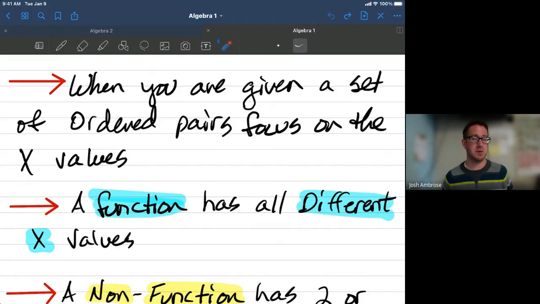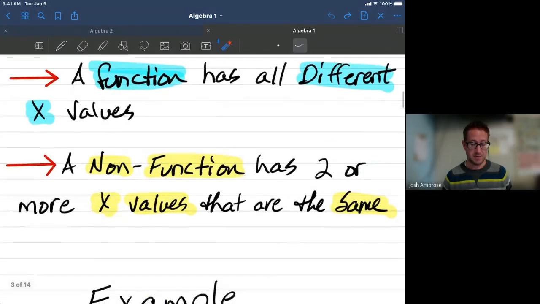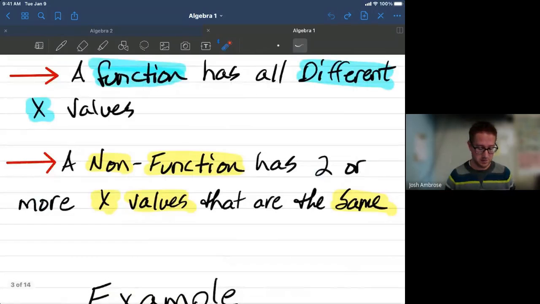How do you tell if it's representing a function? Again, there's no calculation to this. It's all conceptual. You look at the points, and if all of the x values are different, then yes, it is a function.